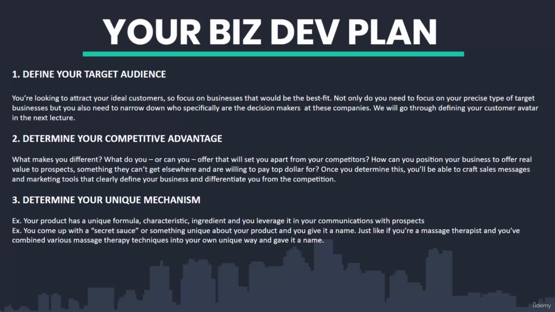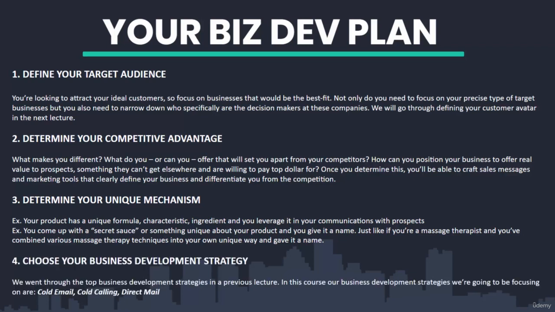And we're going to go through how to determine your unique mechanism in one of the other lectures in this course as well, so that you can really differentiate yourself not only with your competitive advantage, but also with your unique mechanism. So number 4 here, choose your business development strategy. So we went through some of the top business development strategies in the previous lecture. In this course, our business development strategies that we're going to be focusing on are cold email, cold calling, and direct mail. Now, this is really centralized around the cold email.